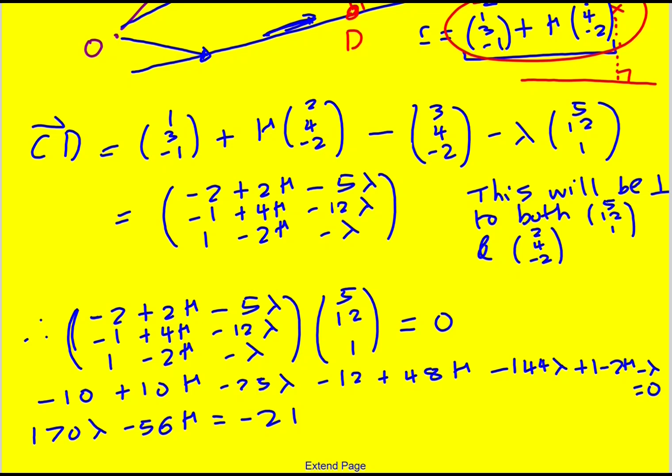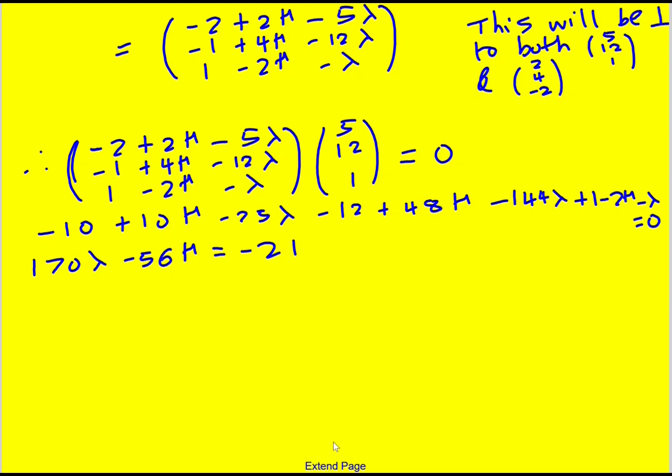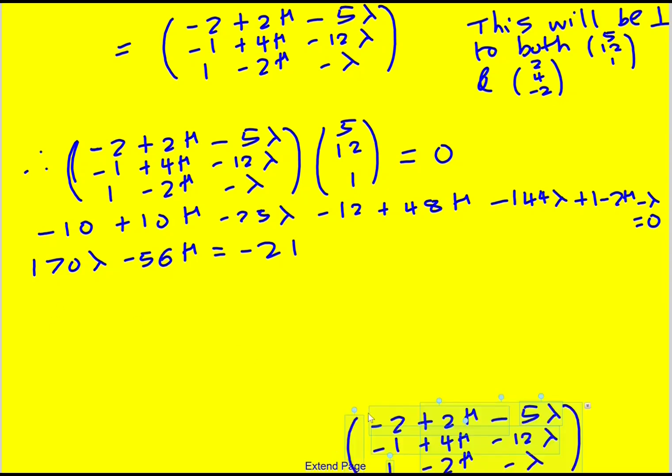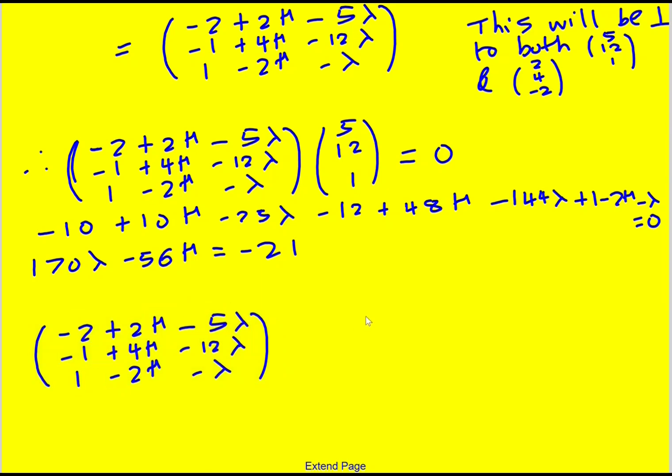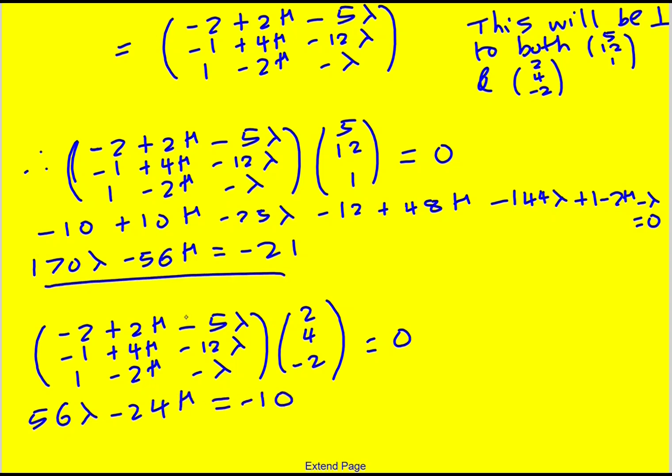I'm getting it ready so I can put it in my calculator. So I've got the unknowns on one side and the number on the other. And then for the other one, this is equal to 0. And you do a similar sort of thing, but it ends up giving 56 lambda minus 24 mu equals minus 10.